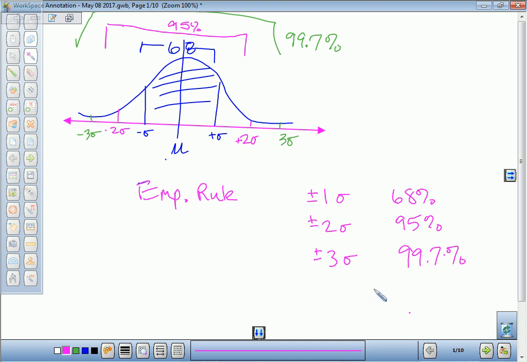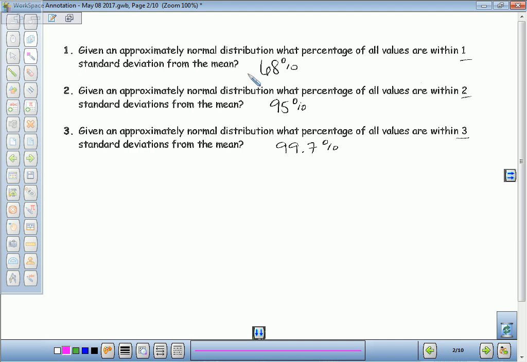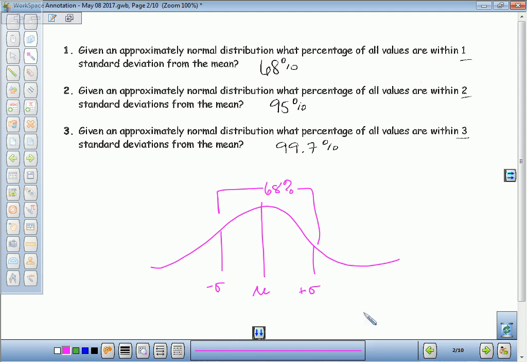So how did we use that? Let's go through the homework and we'll talk about how we used it. If you were asked to estimate the percentage of all values that are within 1 standard deviation of the mean, that takes us right to that. If the mean is here, 1 standard deviation from the mean was that 68% of the data. 68% of the data lies within 1 standard deviation of the mean.